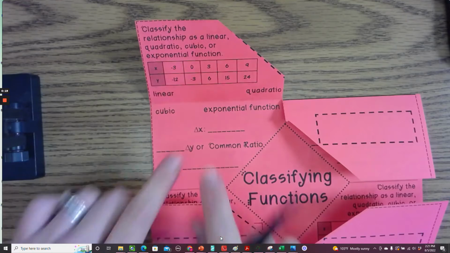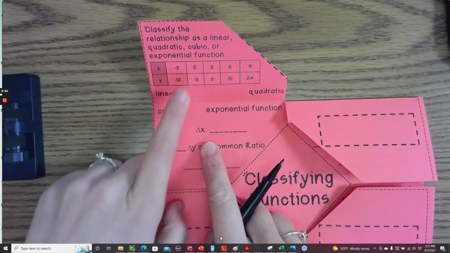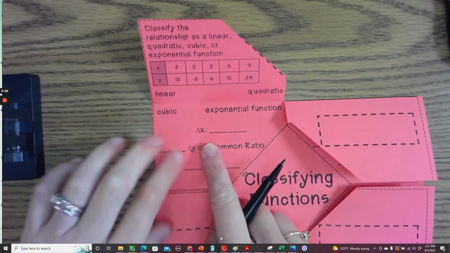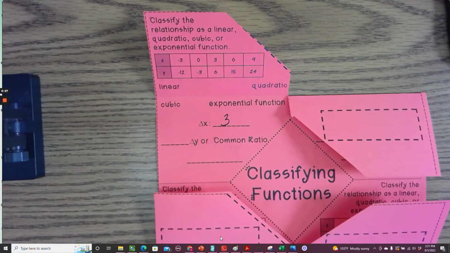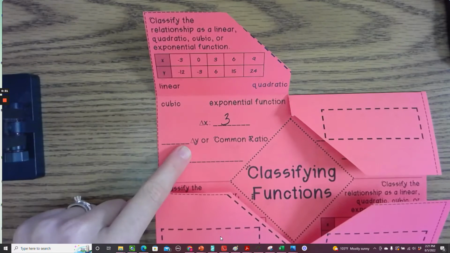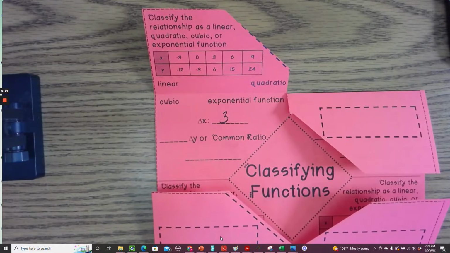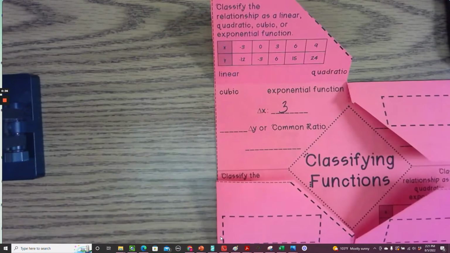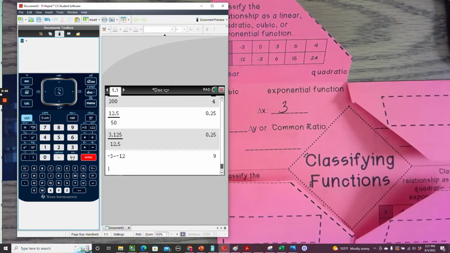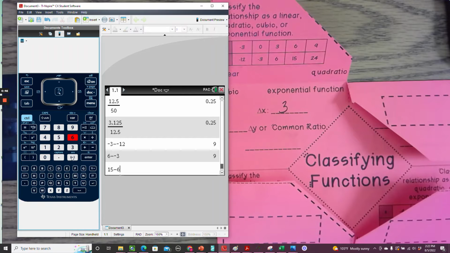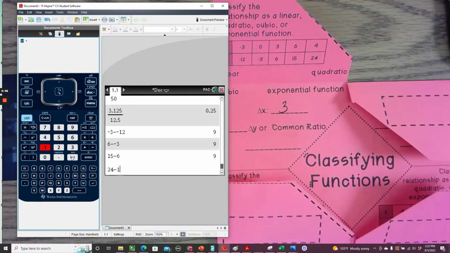All right, so first thing we need to do is the change in x. So the change in x, they've added 3 every time. Now we have to determine, is there a first, second, or third change in y, or is there a common ratio? So we just start with common differences. So we're going to do -3 minus -12, 6 minus -3, 15 minus 6, 24 minus 15.